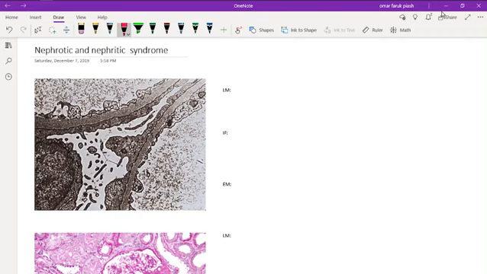Assalamu alaikum. Today I am going to discuss nephrotic and nephritic syndrome, a high-yield topic in the exam regarding renal pathology.